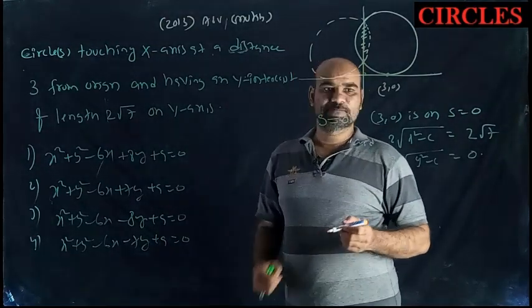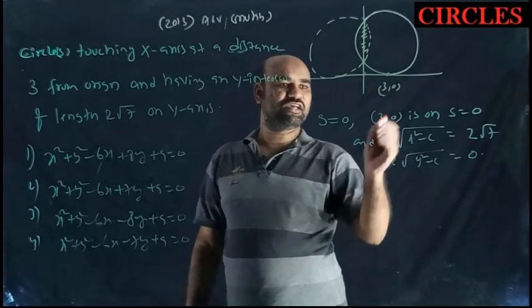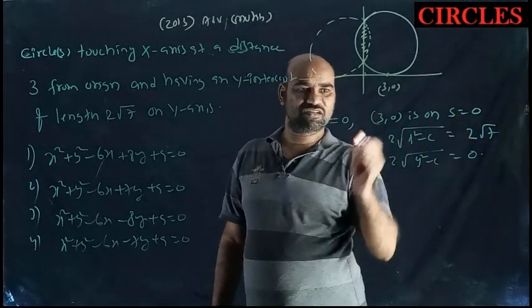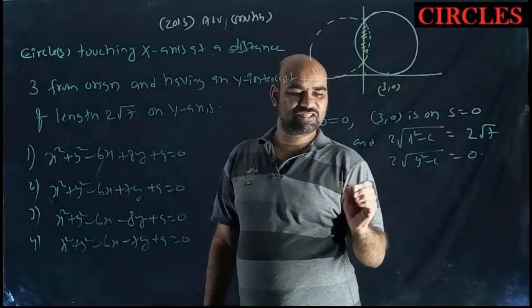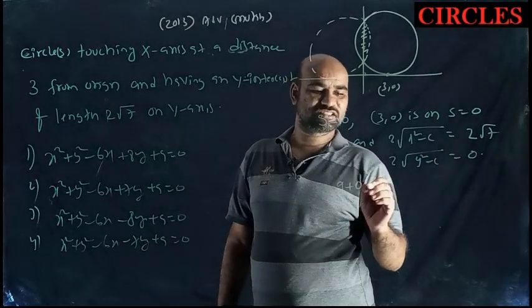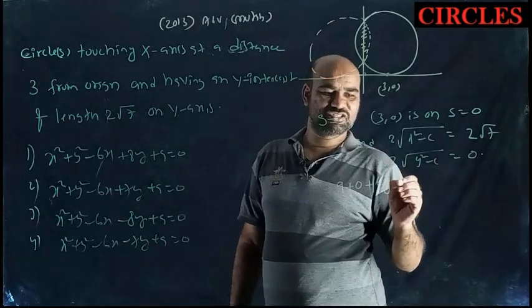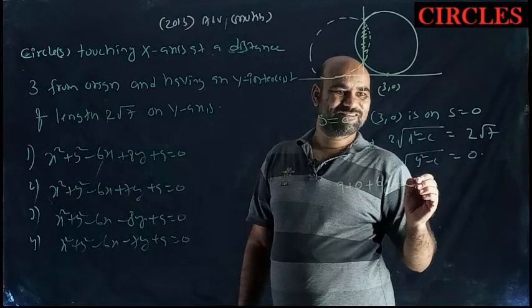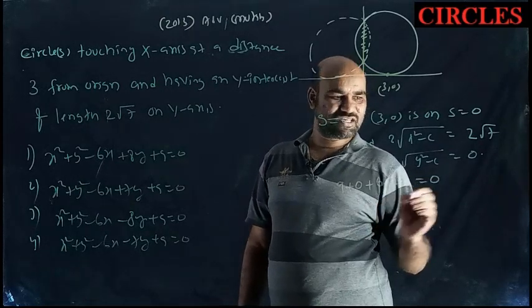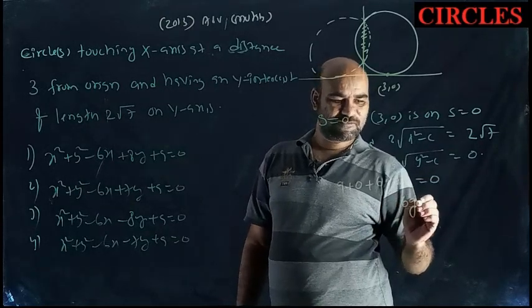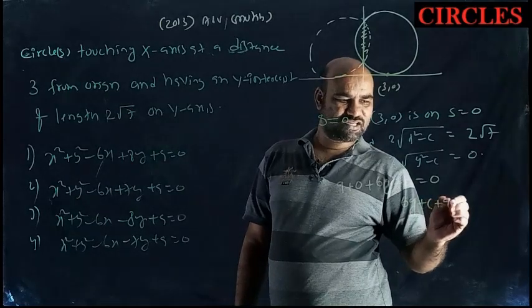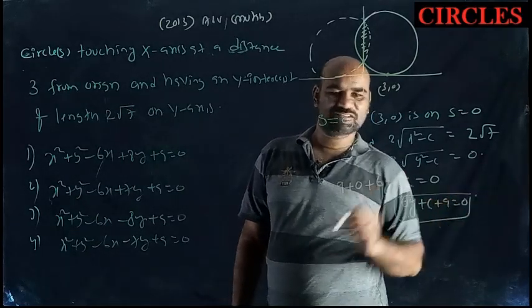So, (3, 0) on S equal to 0 means x square 9, y square 0, plus 2gx gives 6g, plus 0, plus c equal to 0. What is the relation we got here? 6g plus c plus 9 equal to 0. This is one of the relations.